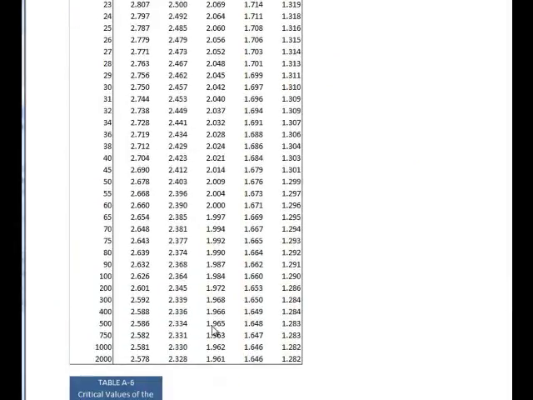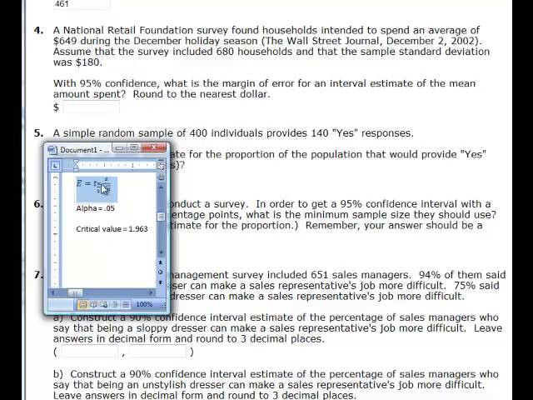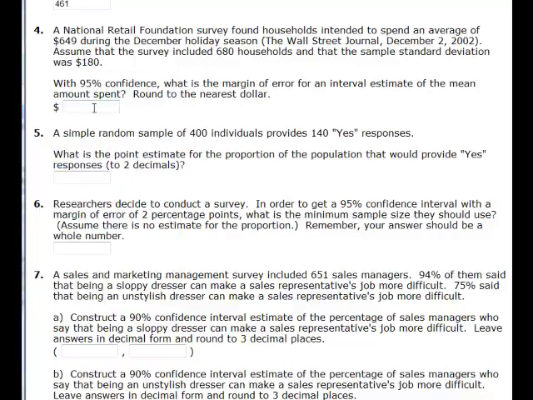Now since our n is 680, we don't have that exact value in our table. We don't have 679, which would be our degrees of freedom. So we're just going to use the closest one, which is the 750. Our critical value here would be the 1.963. So we have that, and with our formula up here, we can put in 1.963, and our S is 180, and our n is 680. And that's going to give us 13.5 for our margin of error. Now in the problem it says to round to the nearest dollar, so we're going to round this to 14.